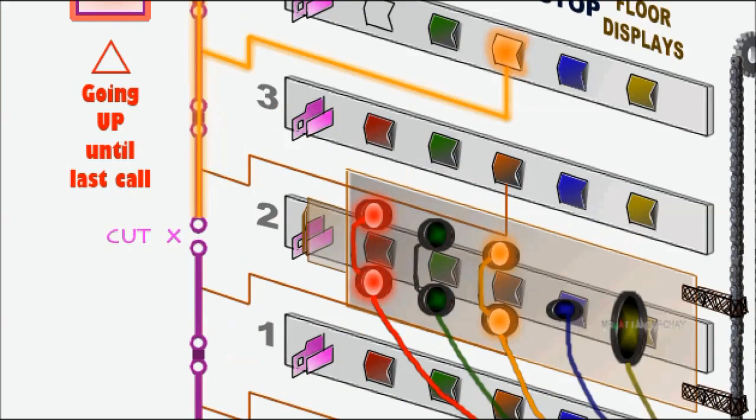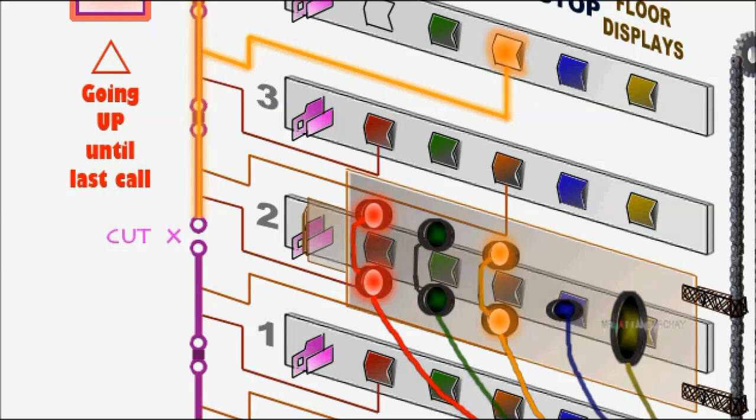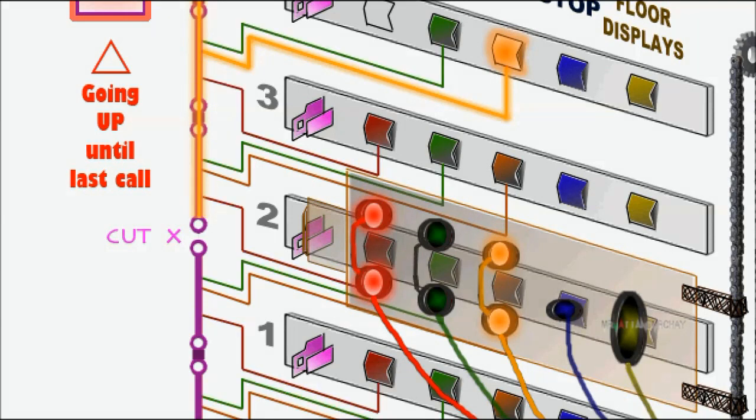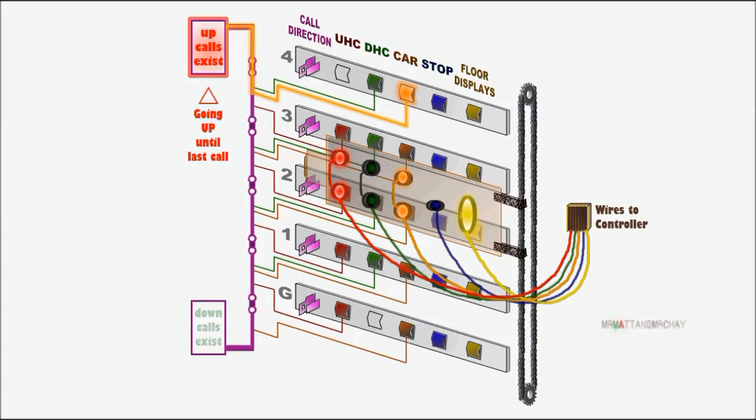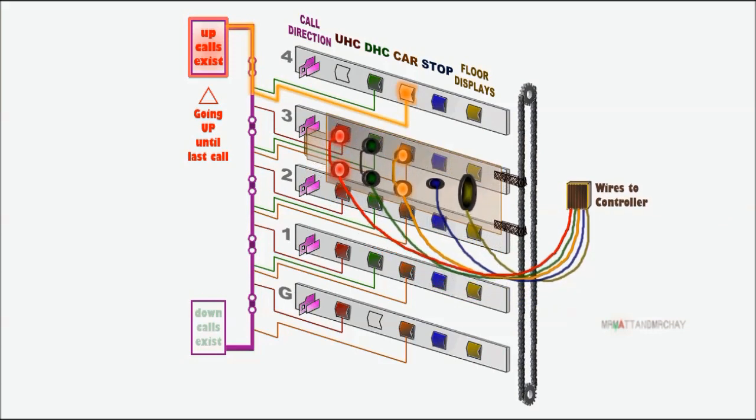Talking of which, now let's draw in the remaining call buttons. Here is how the up call buttons and the down call buttons connect to the line. So now up goes the lift and up goes the carriage. As the carriage passes the floor, the edge switch cuts the line.